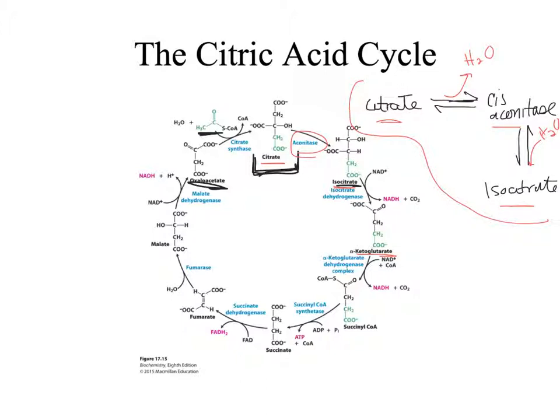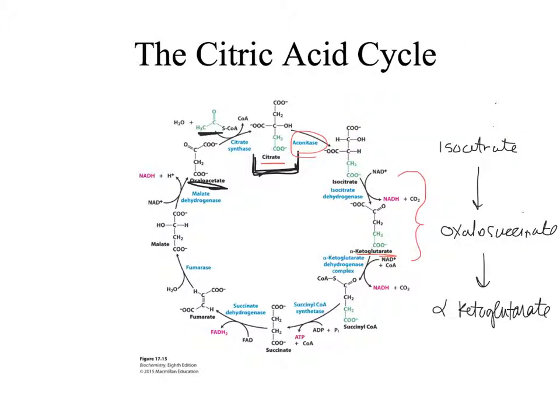This is a step where we see our first loss of CO2. So we've taken one of these carbons and broken it down to CO2. We also generate the first high transfer potential electron carrier of the cycle in this step. So this step is broken down into isocitrate to oxalosuccinate. And again, that oxalosuccinate is an unstable intermediate.